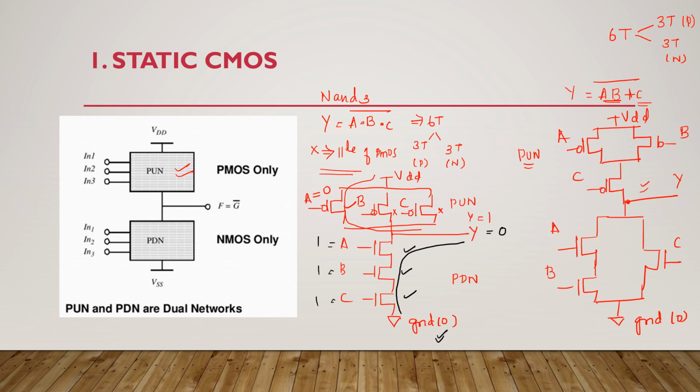So this is the way we have to design any expression they have given using static CMOS. Sometimes they will ask you to design using the other name, complementary CMOS. Both are the same. Okay. So next we are going to see what all the design considerations are while we are designing these static CMOS circuits.